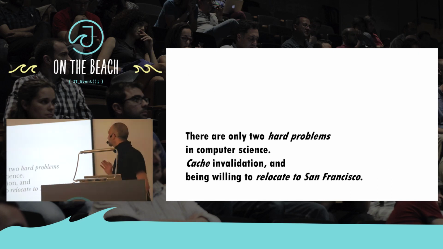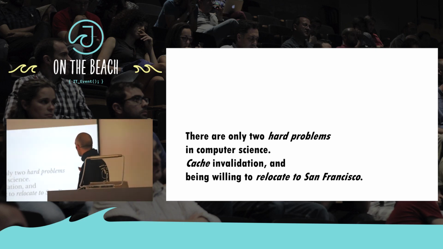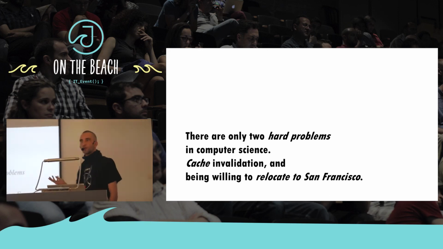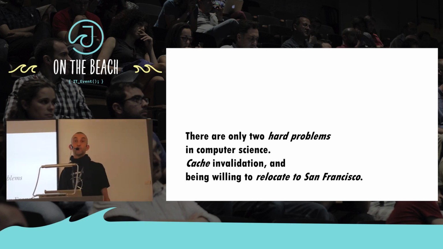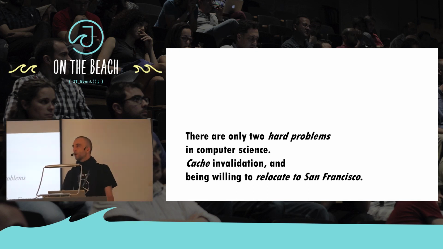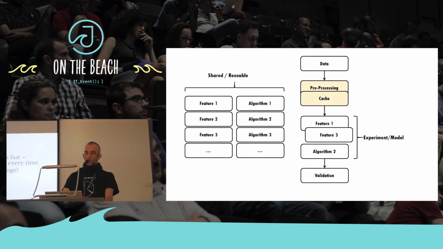So this is a quote I love. In software engineering, you really have only 2 hard problems. The first one is cache invalidation. The other one is being willing to relocate to San Francisco. So the San Francisco part was done, but caching is usually something you don't want to do unless you have to. But in this case, we really had to do it. Otherwise, we would be way too slow.